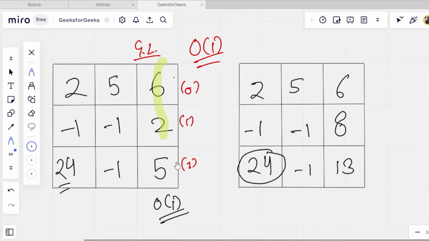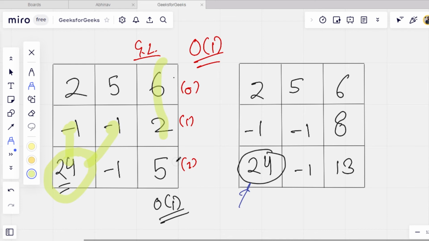But 24 is not the answer, because even the player cannot reach this particular block. This block is blocked by the path. There is no path to reach this particular block. If one tries to start from here, here is also a wooden block. He cannot reach. Here is also a wooden block. So this path is blocked. One cannot reach this path.